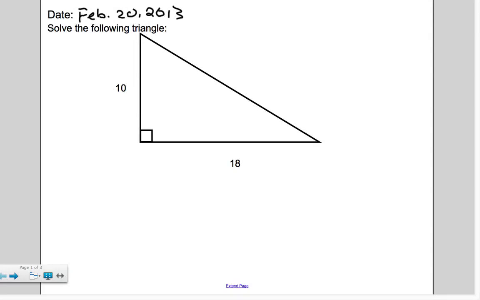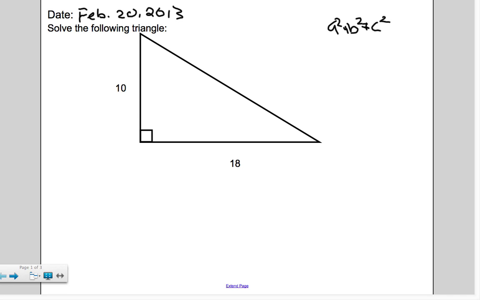So to calculate the third length of the triangle, since we have a right-angled triangle, whose theorem are we going to use? Pythagoras. Yeah. So what was that equation again? A squared plus b squared equals c squared.